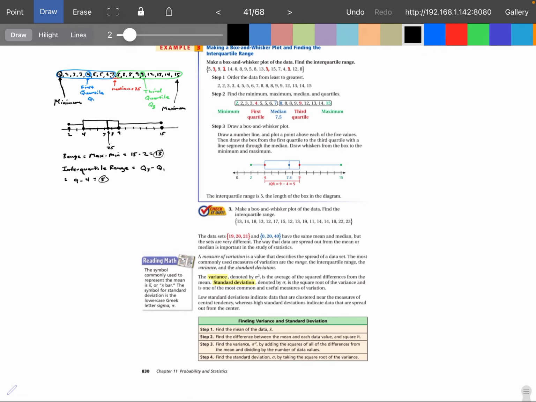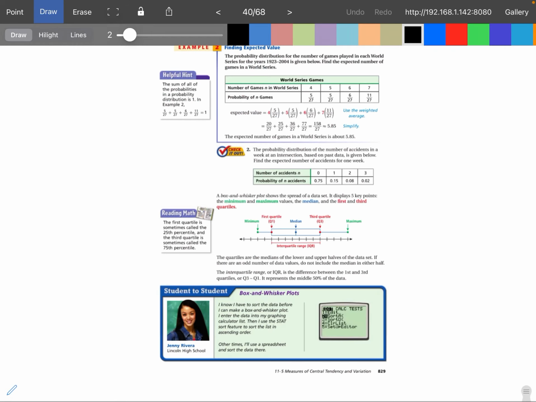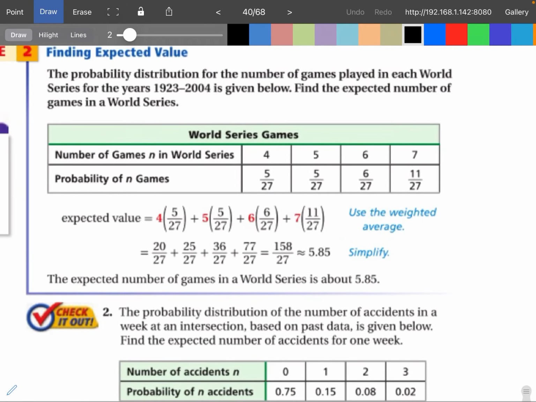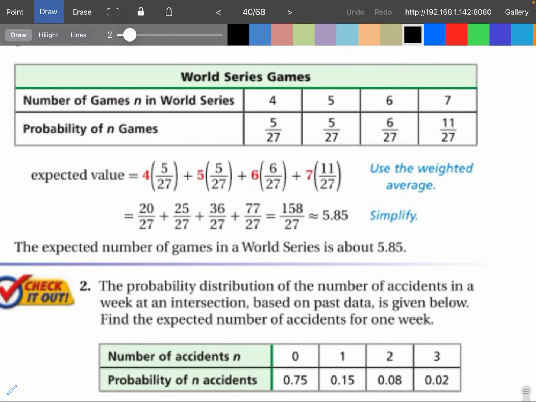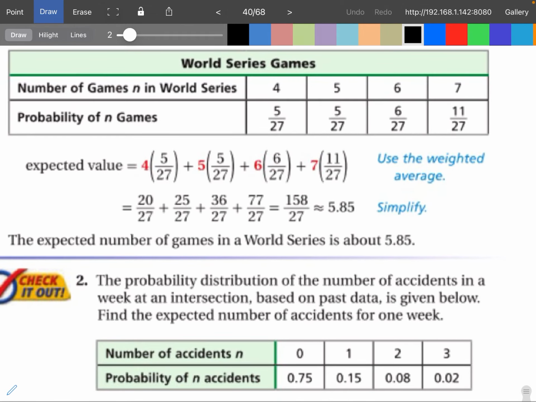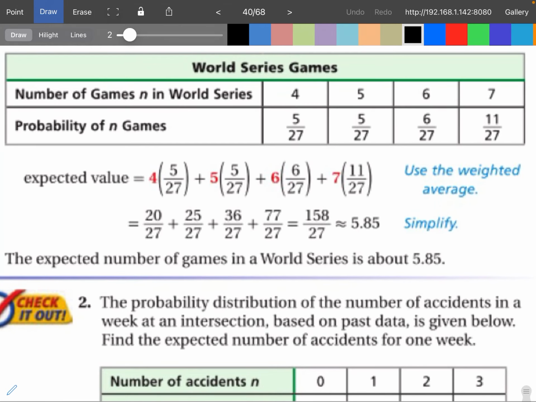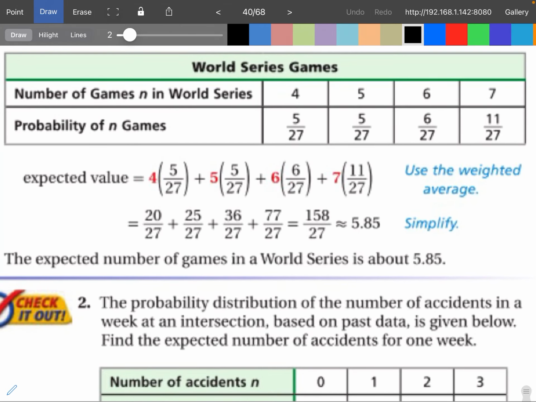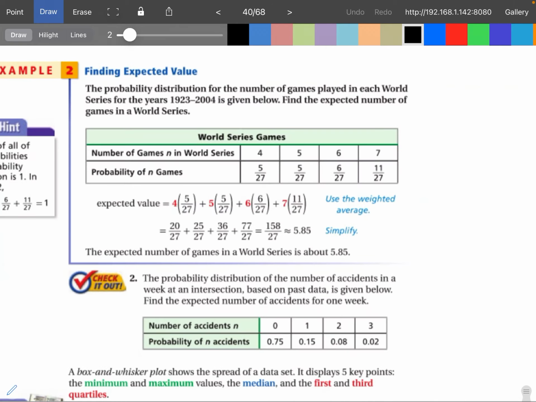So if we go back to look at example 2, I got to go back a page here. So example 2. So what we got here is, we've got this data here for World Series games. And this is called expected value. So what they're telling you here is, this is the number of games in the World Series, right? Whoever wins 4 out of 7 games first wins the series, right?